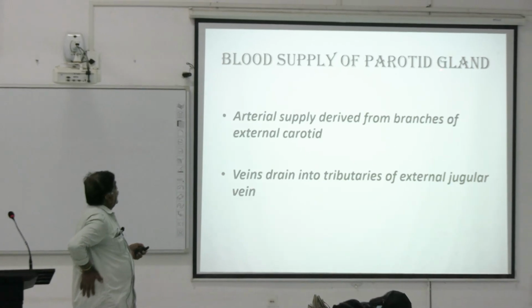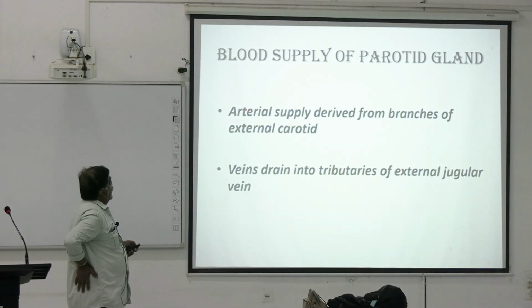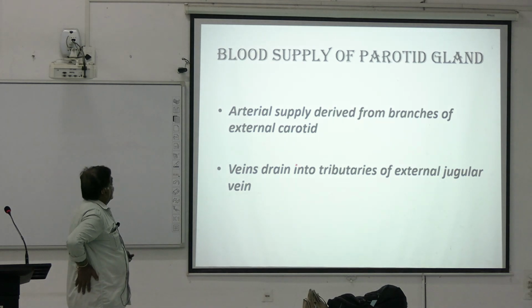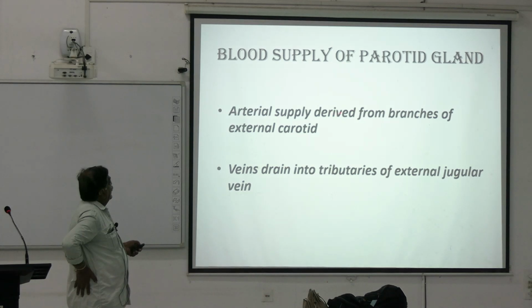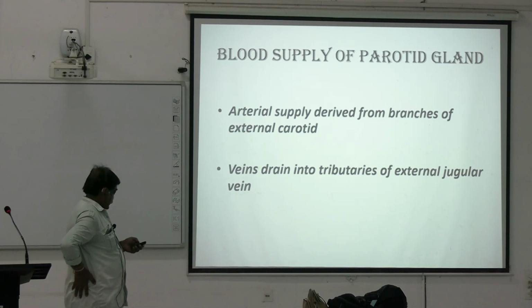Now, blood supply of the parotid gland. Arterial supply is derived from branches of the external carotid. Veins drain into the tributaries of the external jugular vein. Next.